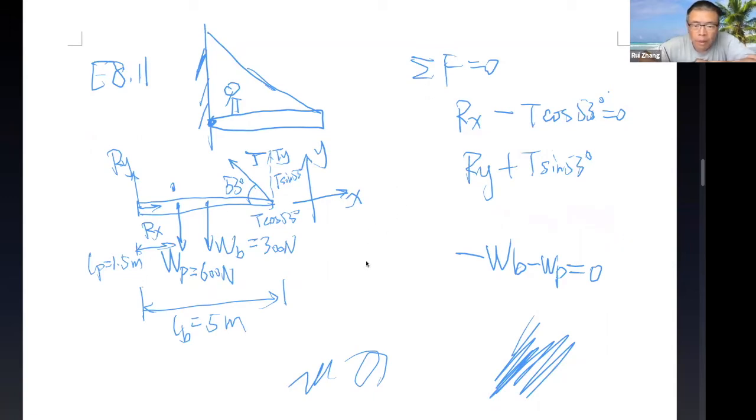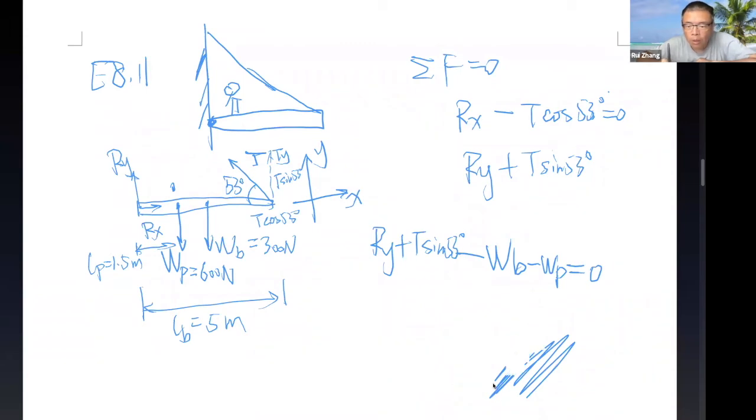Maybe I'll put Ry here: Ry plus T sine 53. So this is the second equation we have. These are the two equations for the force.